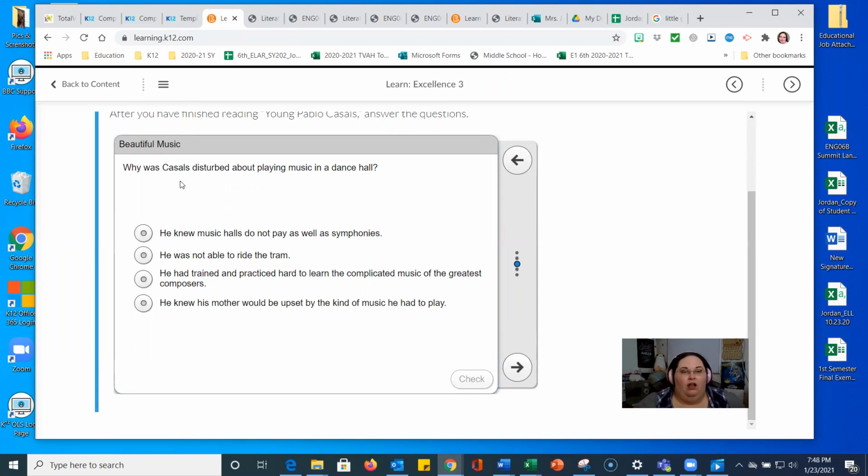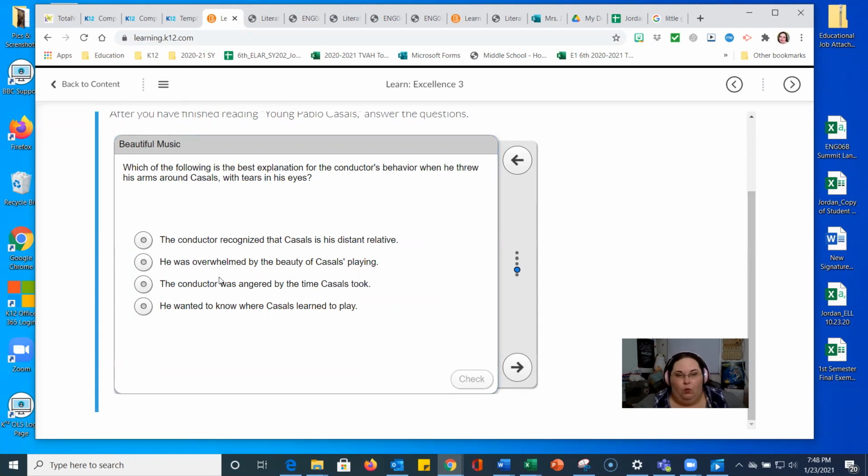Number 3, why was Casals disturbed about playing music in a dance hall? A, he knew music halls do not play as well as symphonies. B, he was not able to ride the tram. C, he had trained and practiced hard to learn the complicated music of the greatest composers. C, he knew his mother would be upset by the kind of music he had to play. Then pick your answer. Once you know the correct one, copy and paste the question and correct answer into your review document. If you need to pause the recording to get that done, that's fine. Then come back when you're ready.